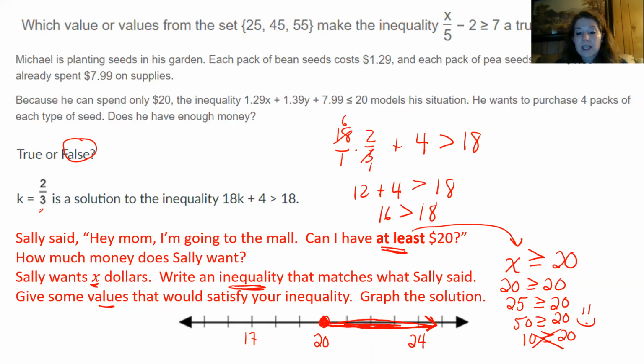And I wish I could draw straight lines, but I can't. So if Sally would take $20, if part of our inequality is a "or equal to" sign, you're going to fill in this dot. And then you're going to point your arrow in whatever direction the rest of the solutions are. And we'll talk more about graphing next week.